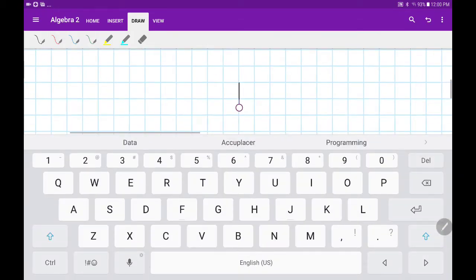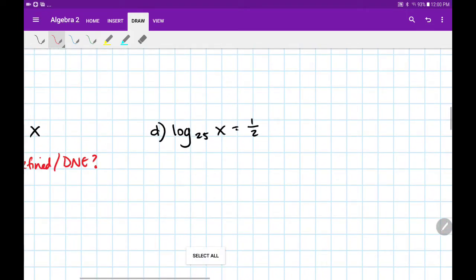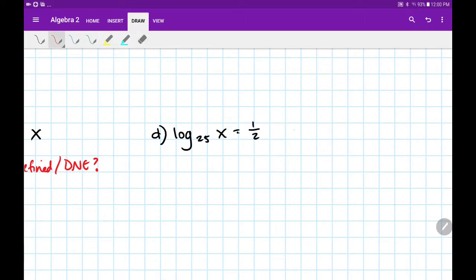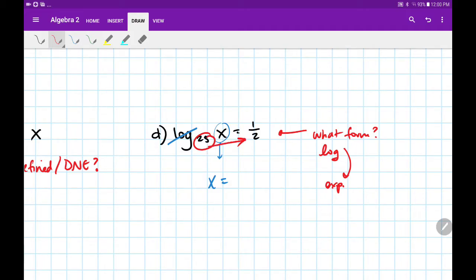Okay, B now. B has a little more work to do, right? So if I want to solve for x, this doesn't look like any of the rules that we have, right? We don't have log of 0. We don't have log of a negative number. What we have to do here is ask ourselves, what form am I in? Well, I'm right now in log form. That means that we should go to exponential form. So to do that, we'll cross out the log, bring down the x, and set it equal to our base, which is 25, and our power is 1/2. So it's 25 to the 1/2 power.